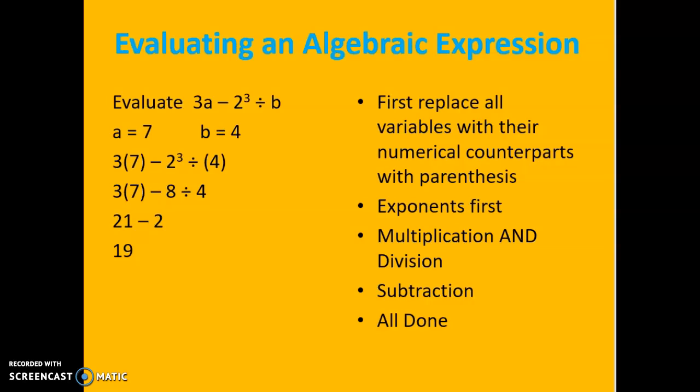So what do we do first? Order of operation says do the exponent. So what is 2 cubed? That means 2 times 2 times 2, which is 8. So you'll notice the 2 cubed is replaced with 8. Then the order of operation rules tell us to do multiplication and division as it appears from left to right. So we're going to do the 3 times 7, which is 21. And then we're going to do the 8 divided by 4, which is 2. Then we go back and do any addition or subtraction from left to right. So 21 minus 2 gives us 19.